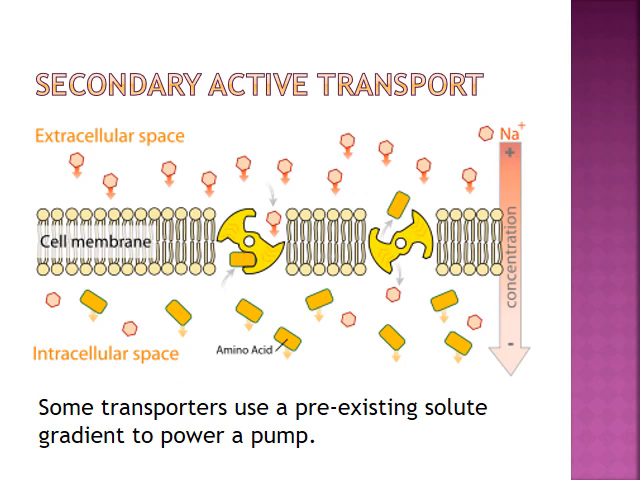Sometimes we can use a pre-existing gradient to power a pump. We can use the power of a gradient to provide energy for our pumps. This is called secondary active transport. This is sort of like, if you're a jerk, hypothetically, you guys have used revolving doors before? Yeah. How does a revolving door work?